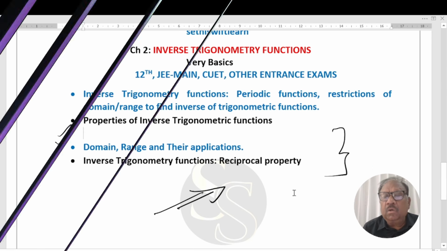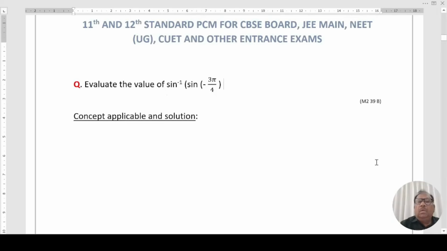Let's start with the question and concept. Question is, evaluate the value of sine inverse of sine of minus 3 pi by 4. Concept applicable: sine of minus theta is minus sine theta.